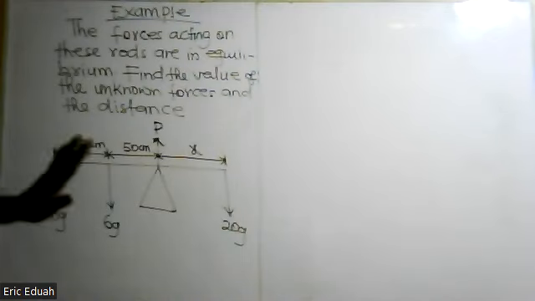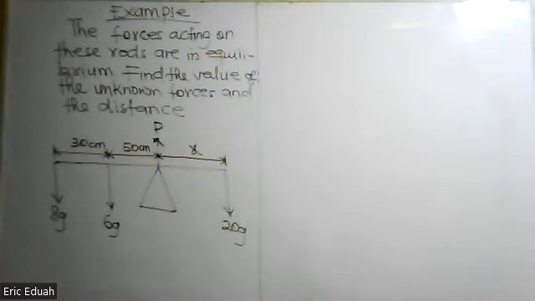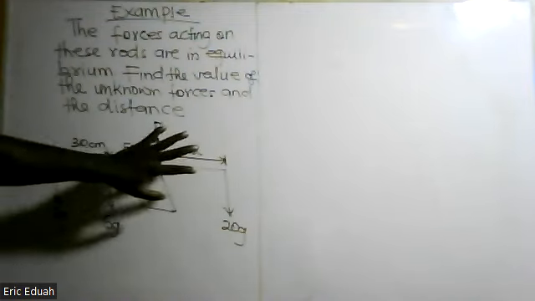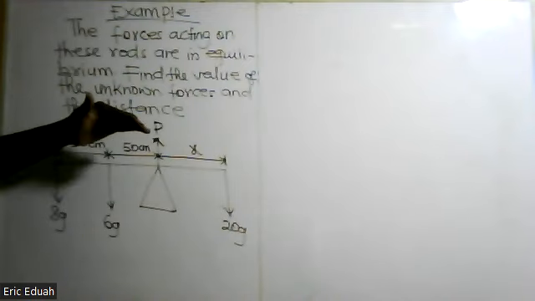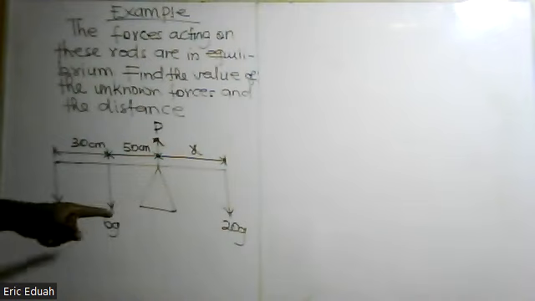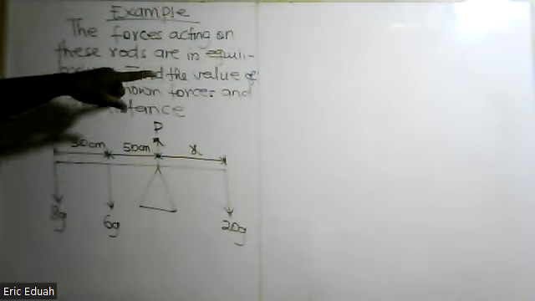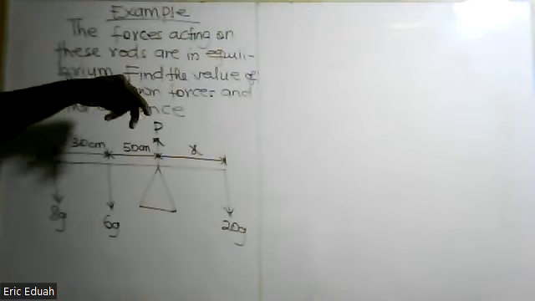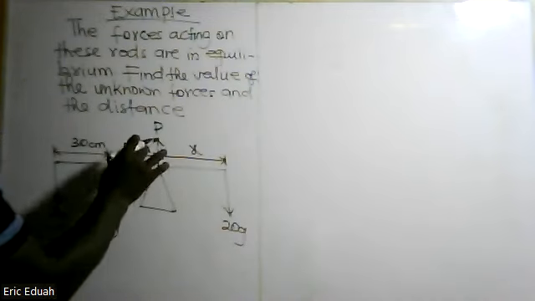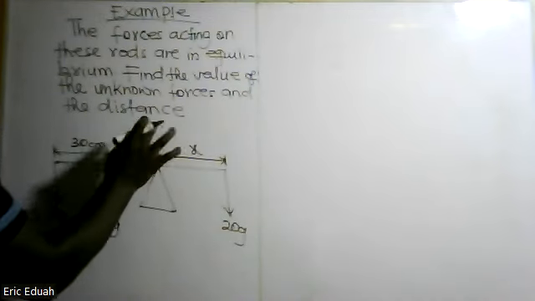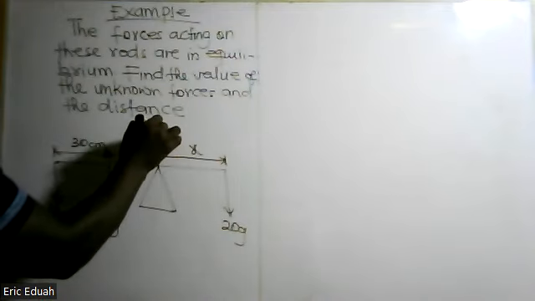So we have this arrangement. The forces acting on these rods are in equilibrium, meaning that the net force acting on the system is equal to 0. Now find the value of the unknown force. There are a series of questions. With regards to this particular question, what we have to find is the distance x. But there are other questions where you find forces and then x. Please, are we okay? So with this particular question, we are only looking for x because that's the missing link.